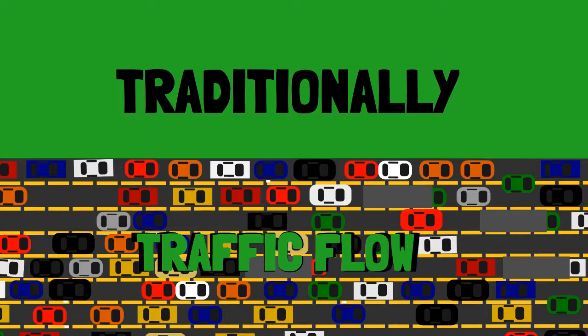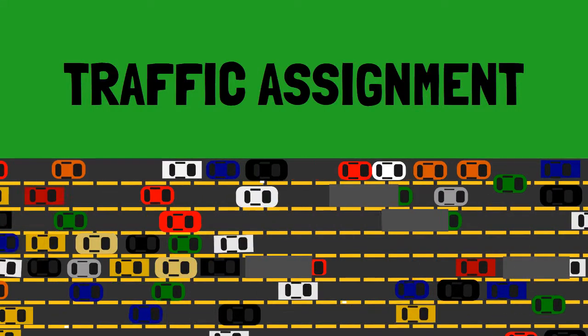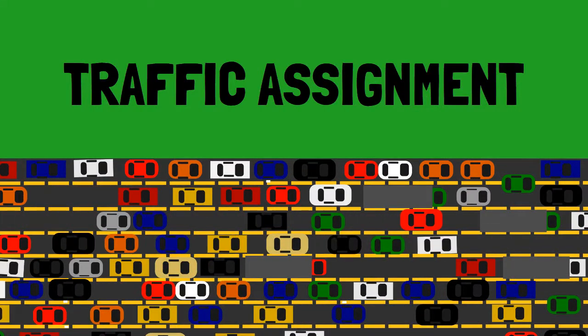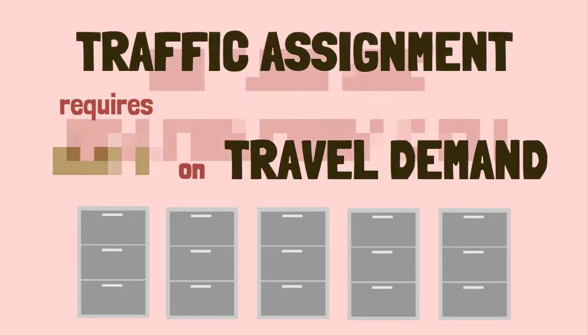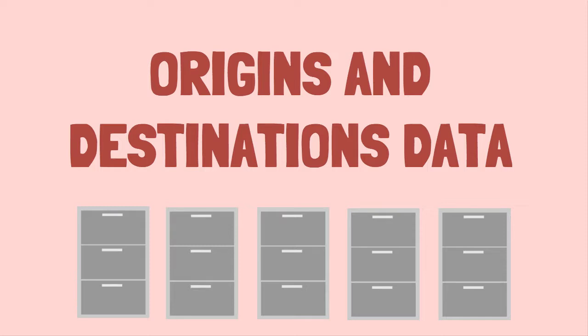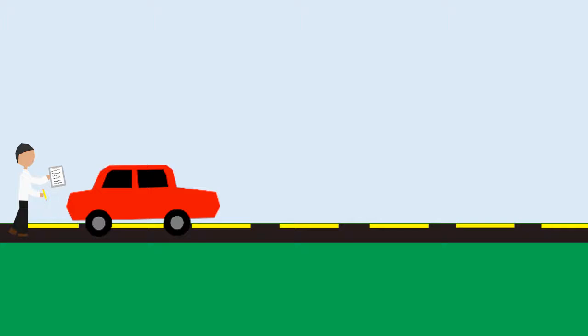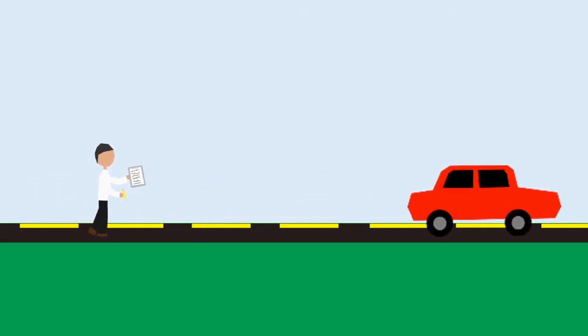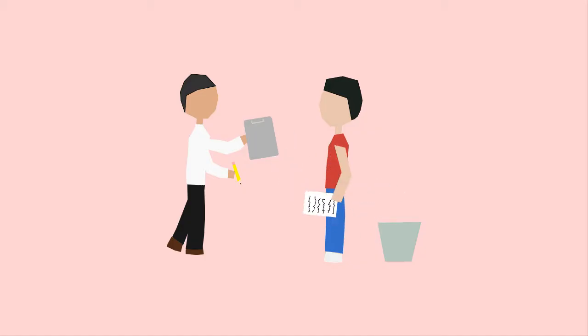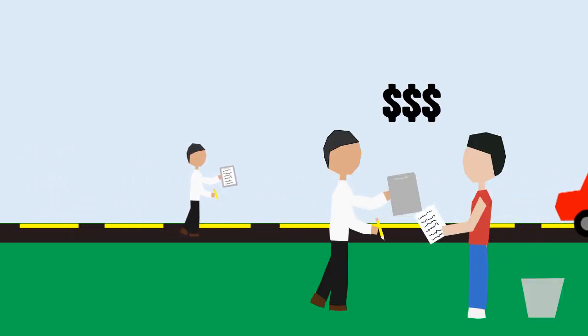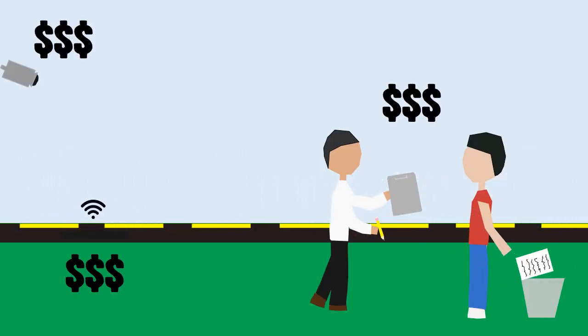Traditionally, the flow is modeled by traffic assignment model. We won't go into detail with the processes, but typically it requires data on the travel demand, which is also called origins and destinations data. This OD data requires agencies either to track cars one by one, check which roads they pass by and how long it takes them to pass these roads, or use not so reliable questionnaire surveys. It's a tedious, costly process, even with cameras and sensors.